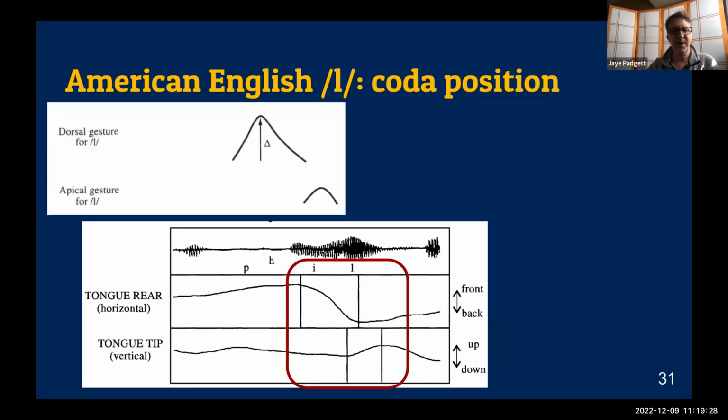But for codas, there's not the same kind of alignment. The dorsal gesture comes first, and that's what we're seeing here. So in the diagram on the bottom, the dorsal backness peak is reached earlier than the peak of the tongue tip gesture. And that is supposed to be a good part of the reason why L sounds dark in that position.